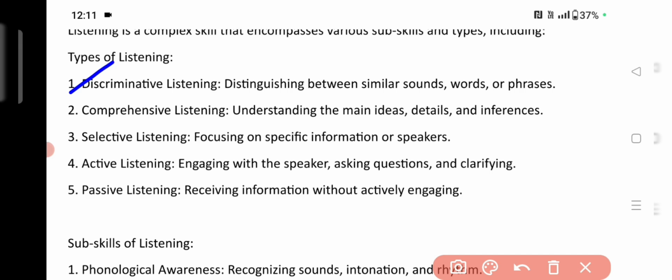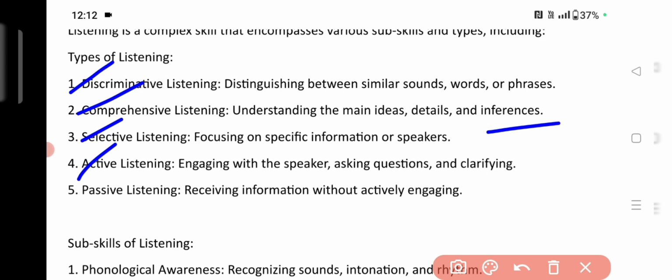The second type is comprehensive listening: understanding the main ideas, details and inference. Through the subject and through the grammar, what is the purpose to learn that grammar? What are the objectives of the grammar? You need to learn that through comprehensive listening. The next is selective listening, that means the listener focusing on specific information. If you have interest in learning phrases or the passive voice, everything related to grammar, then focus on specific information, and only then can you learn effectively.